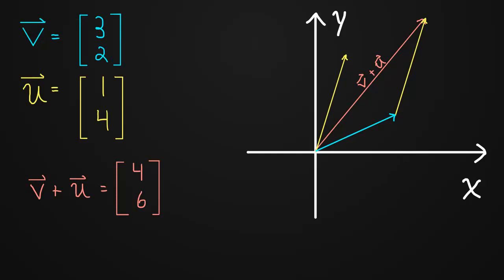Which makes sense if we think about it. v took us over 3 in the x direction, and u took us over 1 more, so that would be 4. So the new vector, v plus u, went over 4 in x, and we could do a similar thing to show that it went up 6 in y.